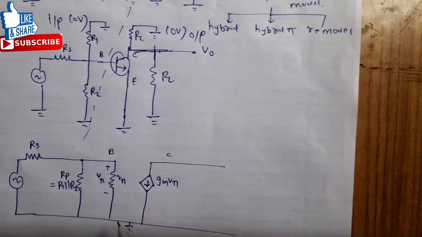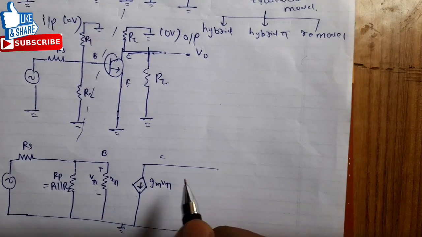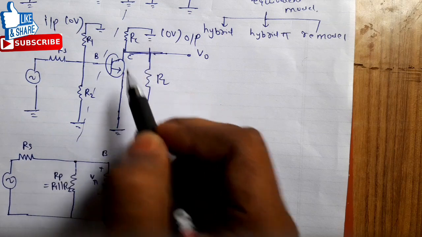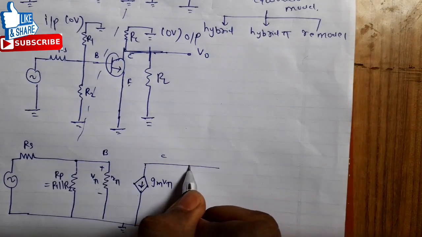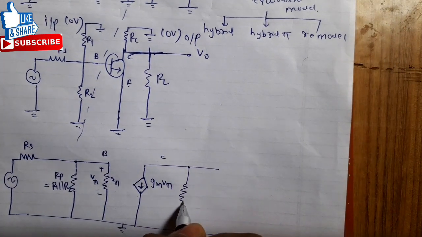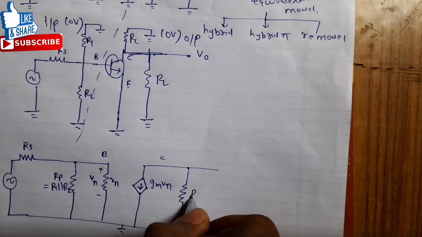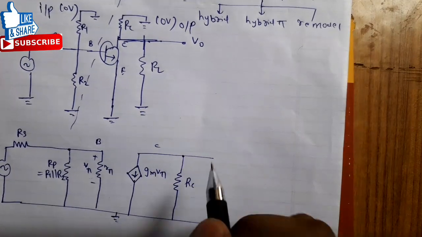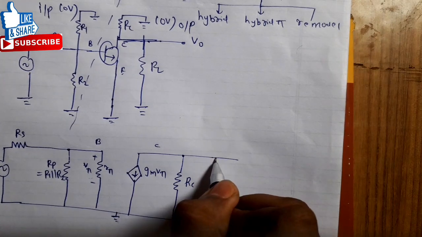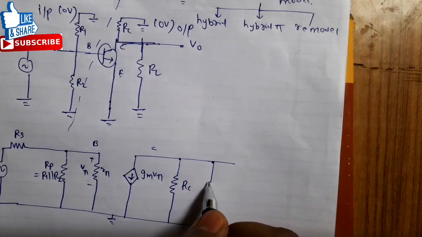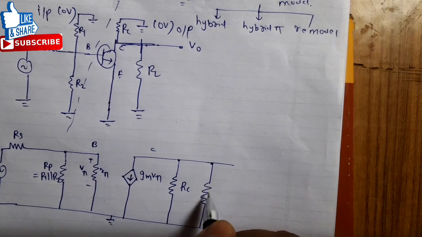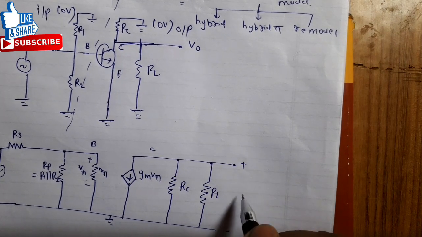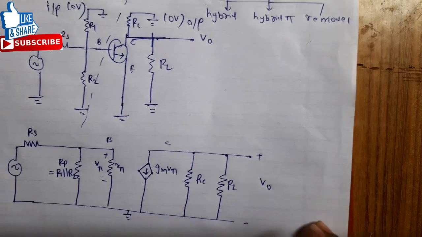Now at the output side, RC is grounded, so I'm going to ground RC also. Again, RL is also grounded. And we have the output voltage, plus and minus.